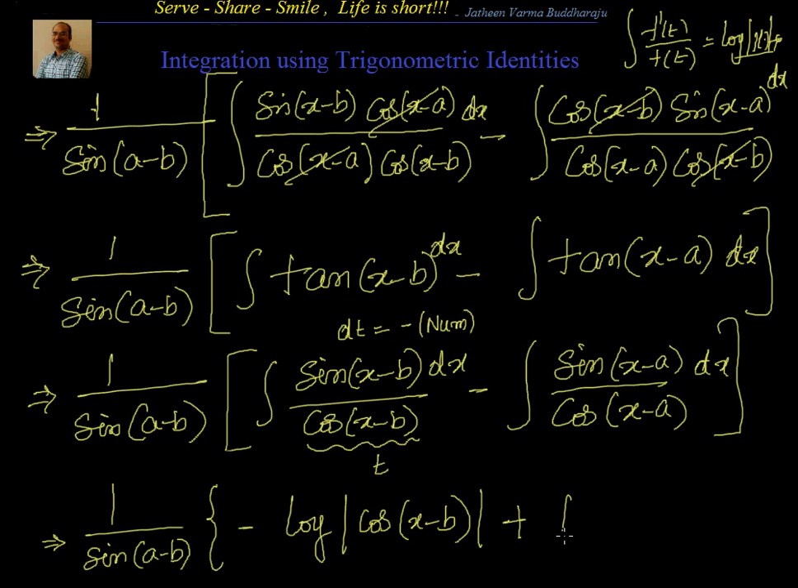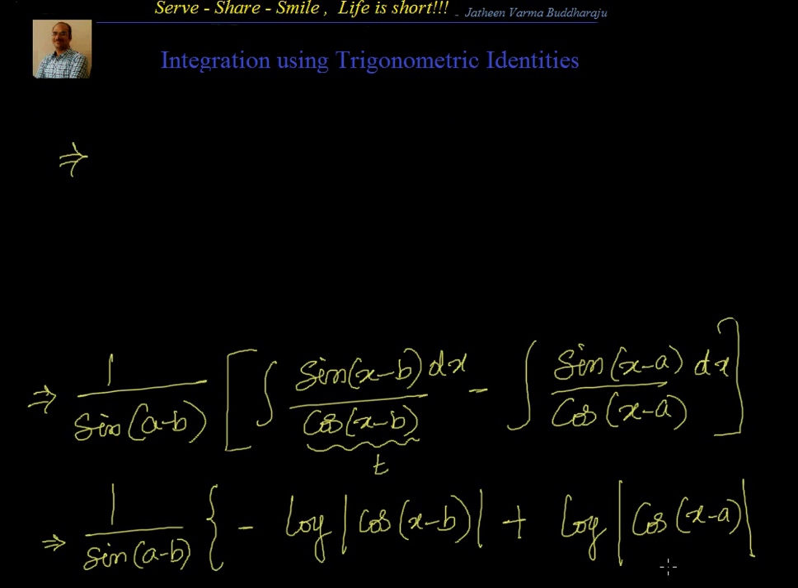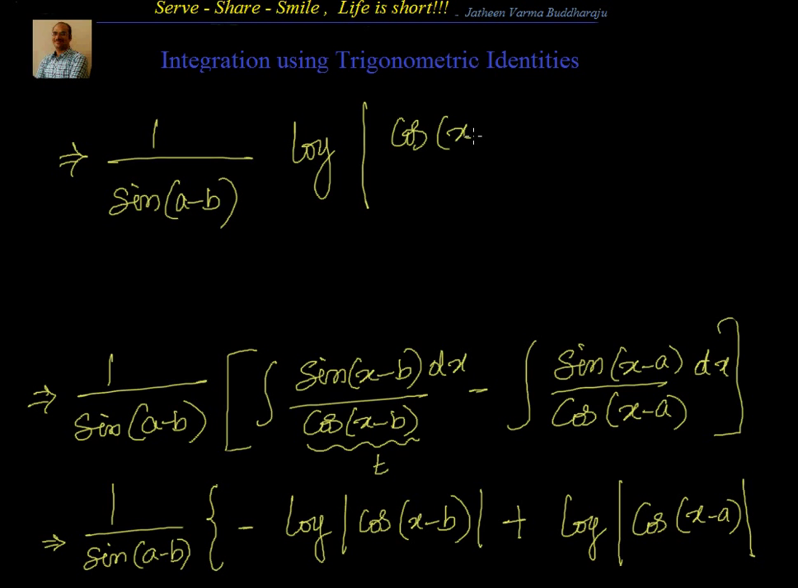Then I have plus log of cos x minus a, and this is nothing but equal to the last step. Now we have log of x minus log of y. Can I write it as log of x by y? So it becomes 1 by sine of a minus b log of cos of x minus a by cos of x minus b plus c.